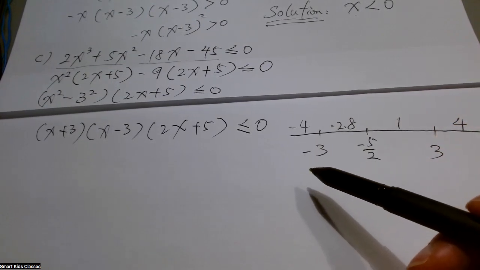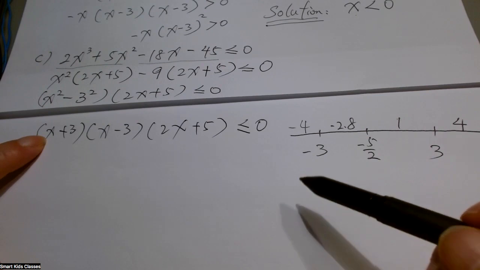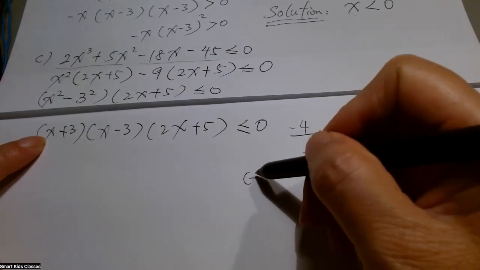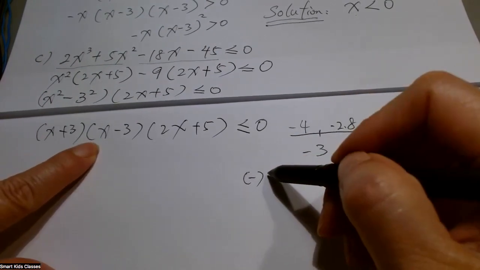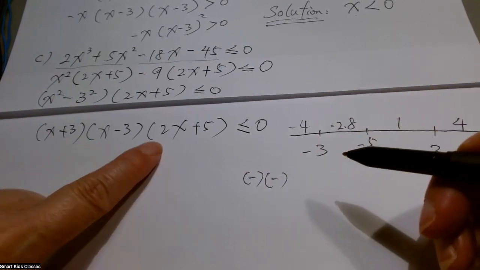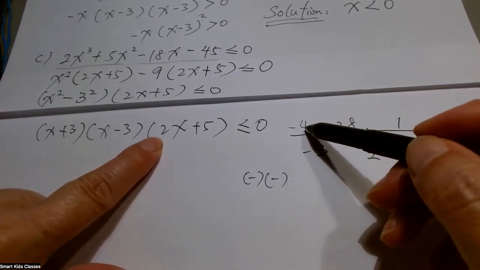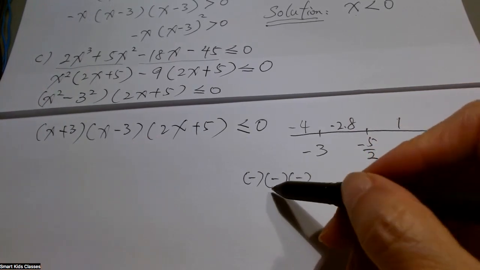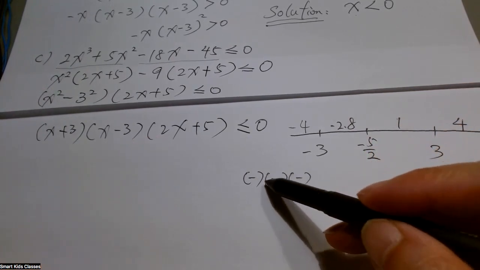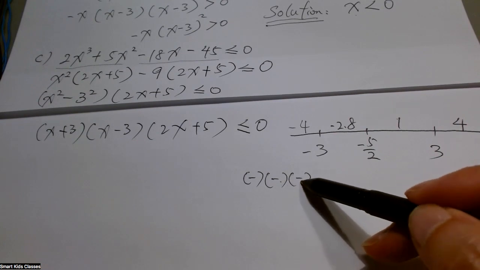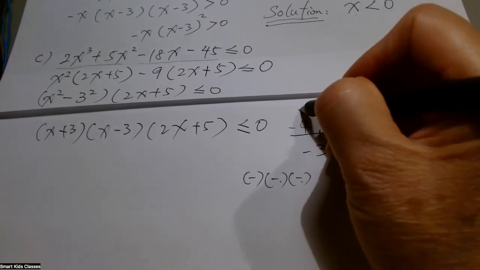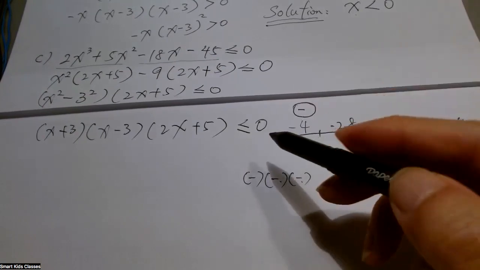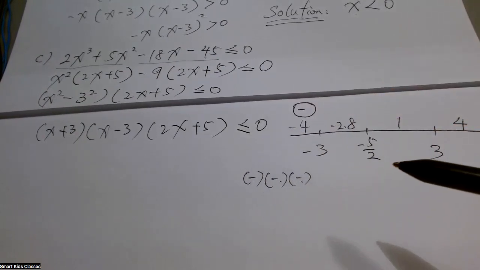If you test negative 4, the first bracket, you're going to get negative. The second bracket, negative. And 2 times negative 4, negative 8, negative. So we're going to get a negative, negative, positive, and negative. We got a negative here. One solution, smaller than 0.